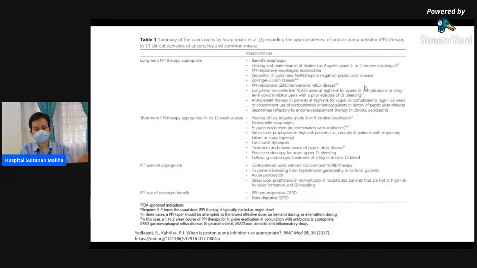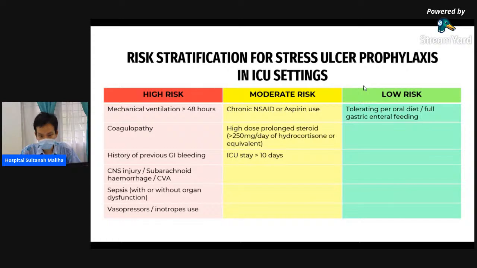So we talk about in ICU per se. I'm from ICU, that's why we have an ICU guideline that certifies the risk of stress ulcer prophylaxis in ICU settings. For those with high risk, if you are ventilated more than 48 hours, you're having coagulopathy, usually seen in sepsis patients, history of previous GI bleeding, CNS injury, where you can anticipate the recovery period could be longer, sepsis, vasopressin or inotrope use, which induce a lot of hemodynamic stress on the body. This is where stress ulcer prophylaxis is highly indicated and must be given.